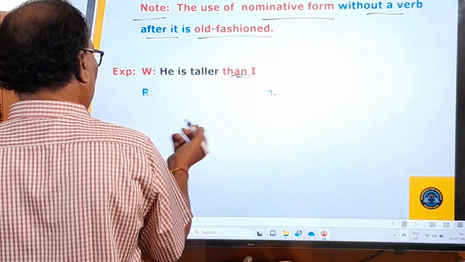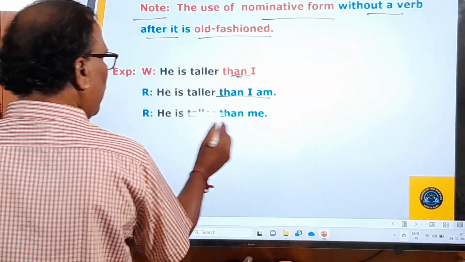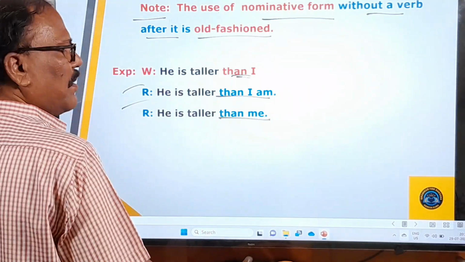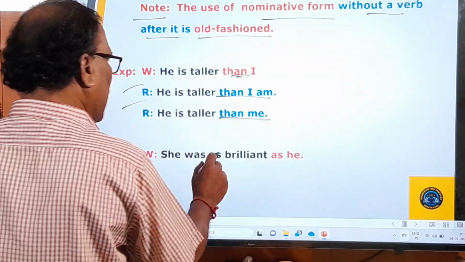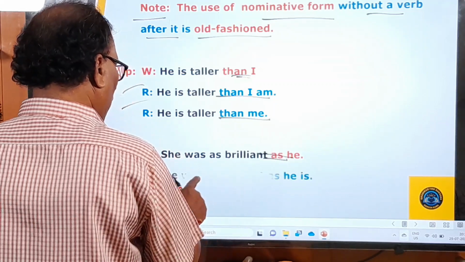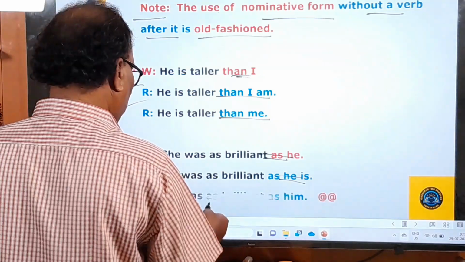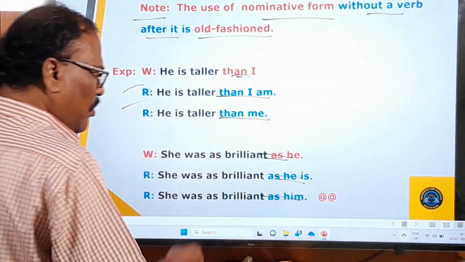But in modern English, what is that? He is taller than I am. That's right. You can say he is taller than me is also correct. These two are correct. One more. She was as brilliant as he. No, it's old English. Then you can say she was as brilliant as he is, or she was as brilliant as him. So like that.